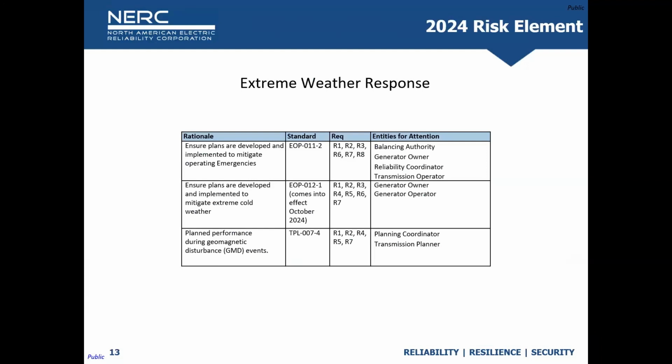The monitoring of EOP-011 and the upcoming EOP-012 provides a lot of opportunities for discussions with generator owners that may not have occurred before. There are a lot of opportunities here to learn. TPL-007 is brought in to ensure being prepared for possible GMD events, and that resources such as the NOAA Space Weather Prediction Center are being used as appropriate.